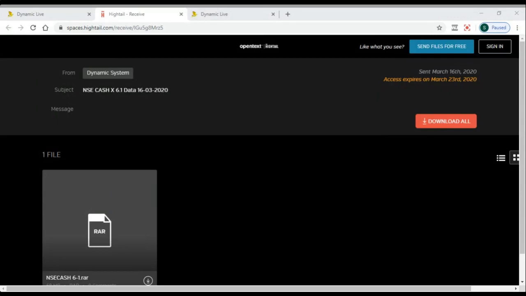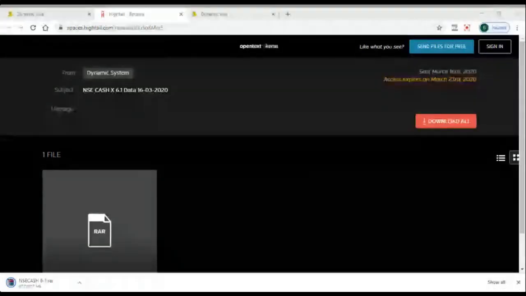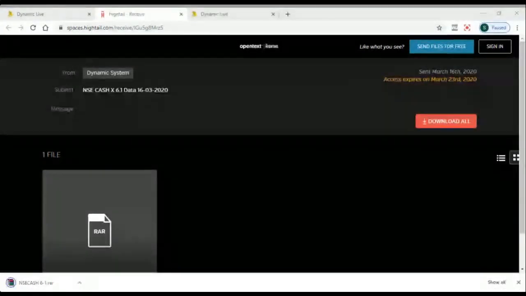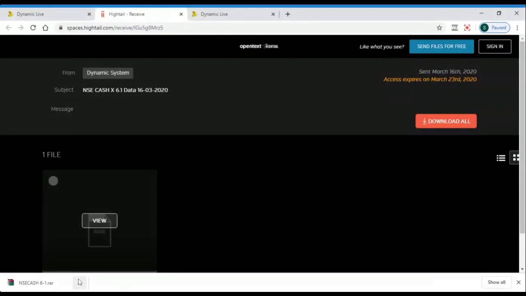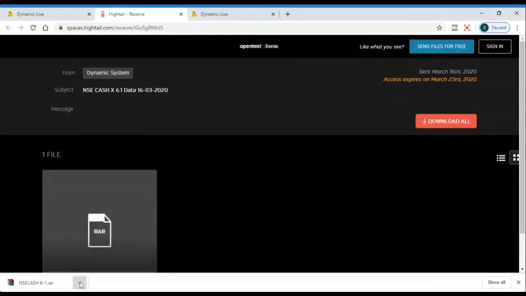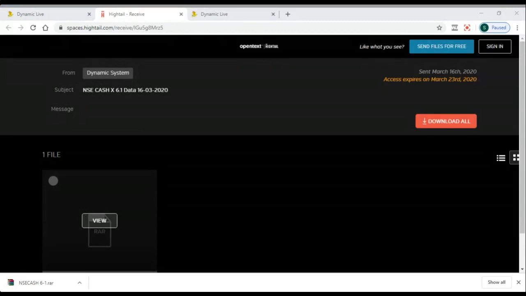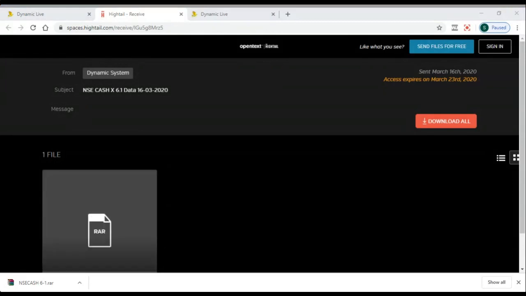So what I'll do here is I will download it on the desktop so that it is easy for me to identify. So I will save it. When you save it, the file is getting downloaded here. Once the download is over, click on this. Go to show in folder. It will take you to the place where it has downloaded.